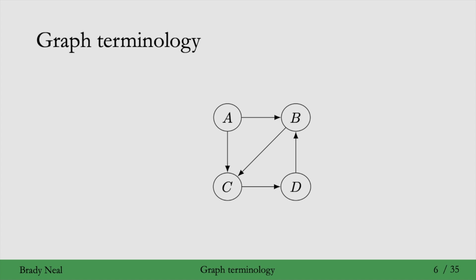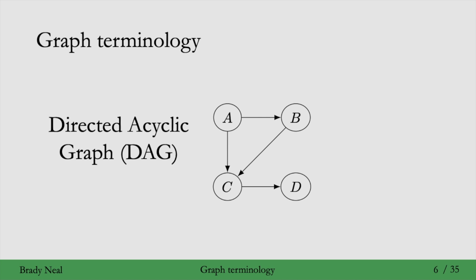If we add this directed edge D to B, then we have a cycle. In this course, we'll almost exclusively be looking at graphs without cycles. So those are called directed acyclic graphs, or DAG for short.